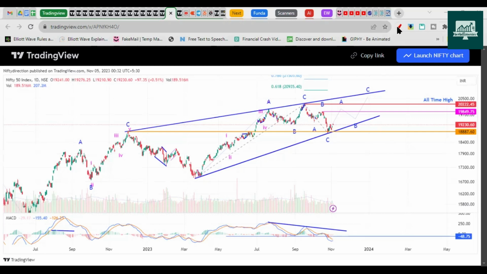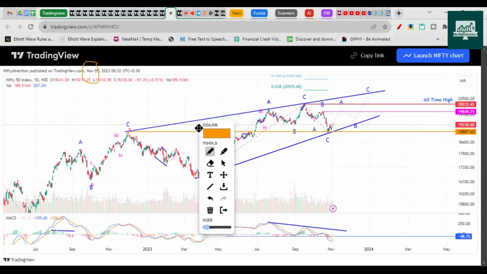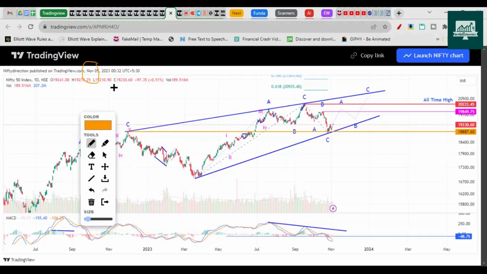Last time we recorded a video, it was on 5th of November. This was the chart that we discussed. We expected Nifty to move up if it opened gap up the next day, that is on 6th November. If Nifty opened gap up, we expected it to move like this as per this chart, and we were right on the target. So by this date, we have already hit this level, and now we'll check what is going to happen next.